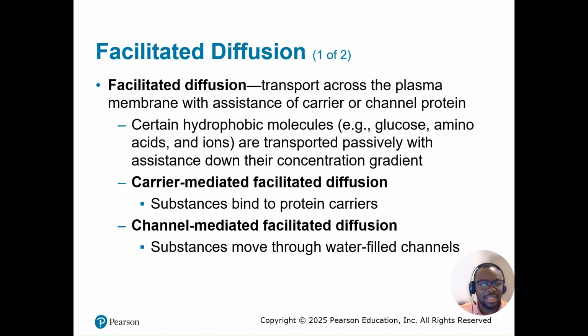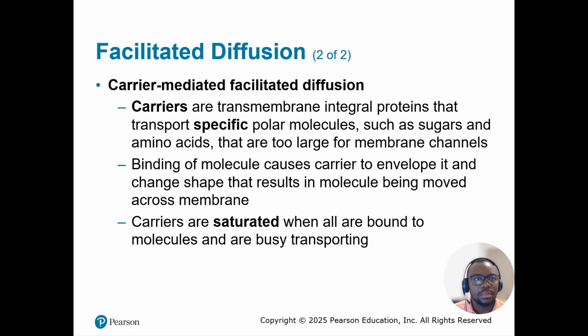Next, we look at facilitated diffusion. This is transport across the plasma membrane with assistance of carriers or channel proteins. Facilitated diffusion can be divided into two types: carrier-mediated facilitated diffusion and channel-mediated facilitated diffusion. In carrier-mediated facilitated diffusion, substances bind to and are transported across the membrane by protein carriers.